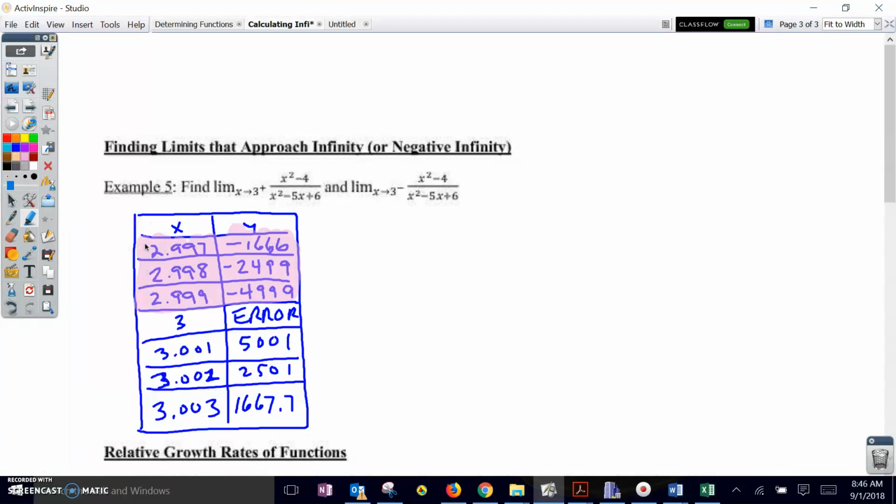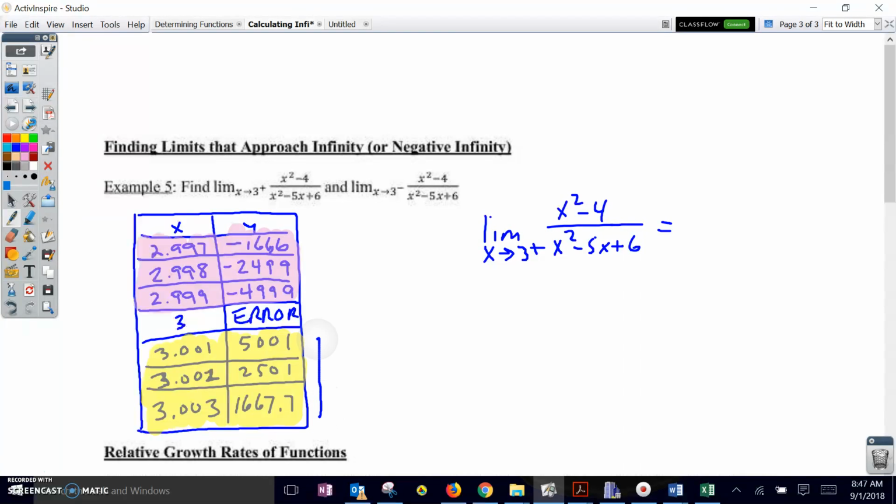Okay. Now, these values here are the ones that are going to help us determine the limit as x approaches 3 from the left. And these values here, highlighted in yellow, are going to be the ones that help us find the limit as x approaches 3 from the right. So the limit as x approaches 3 from the right is going to be determined by the yellow highlighted values.